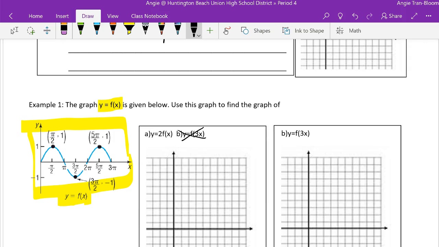A is a review of algebra 2. Y equals 2 times f of x. Let's state the transformation first. Is that a horizontal change? According to what we just learned, is that a horizontal change? No, it's not. What kind of change is that? It's a vertical stretch. You're right.